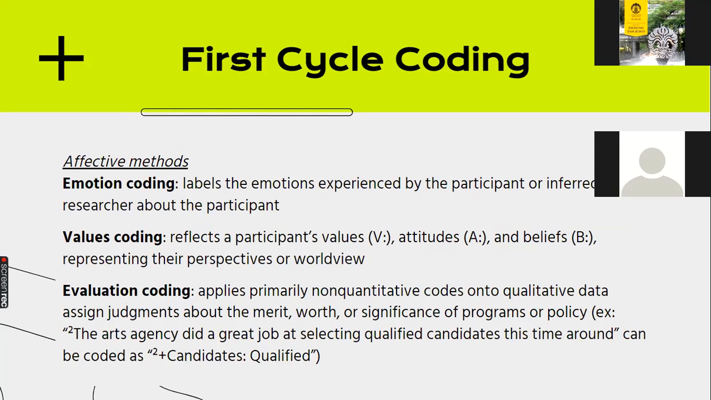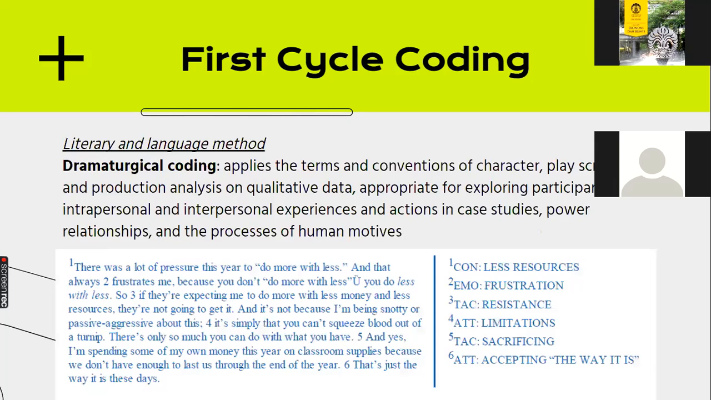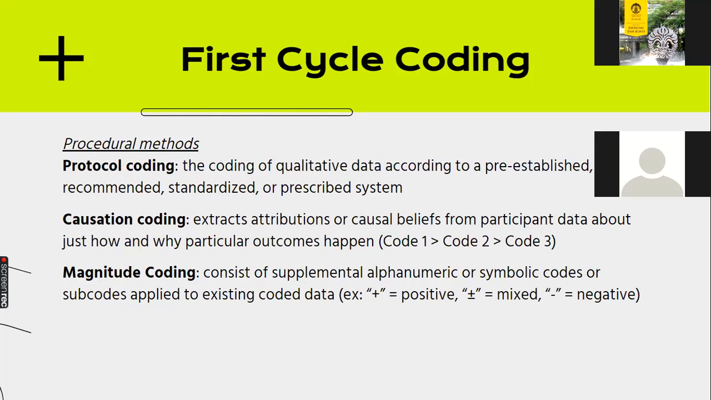It was here on evaluation coding, where in that code they used the plus sign, and this is also a type of magnitude coding, where they use alphanumeric or symbolic codes and apply it to existing coded data. Now, these are usually explained in the first pages of a research and are not the same from one study to another. It may vary.